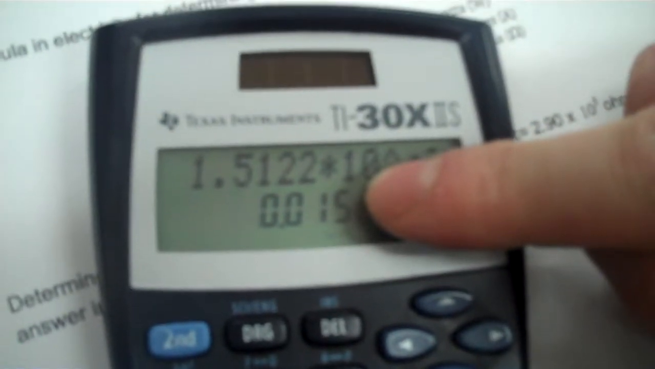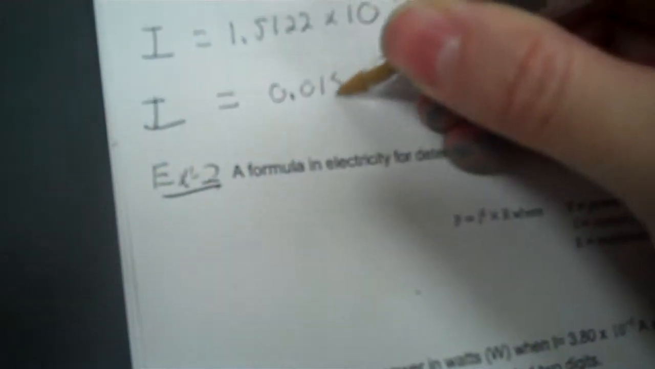It says it wants it rounded to 3 digits, so 1, 2, 3. So that's a 5. The next digit's a 1, so that'll stay a 5. So it's 0.015. Okay, and there's your index.